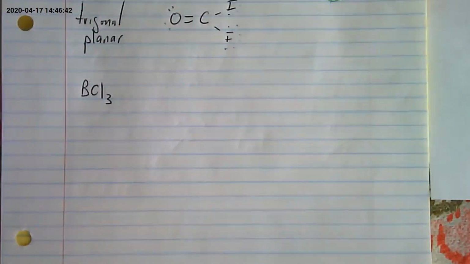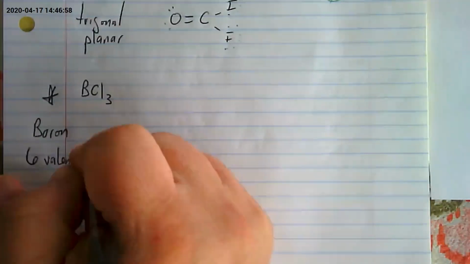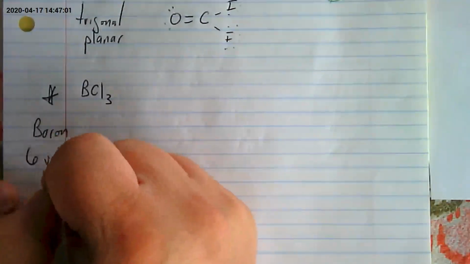Okay? So it looks like that, but that's a trigonal planar. And what that means is that it's trigonal, which is exactly what it sounds like. It's going in three different directions. But the word planar means that it's all in the same plane, which means it's all on X, on Y, or on Z. Okay? Which is important.